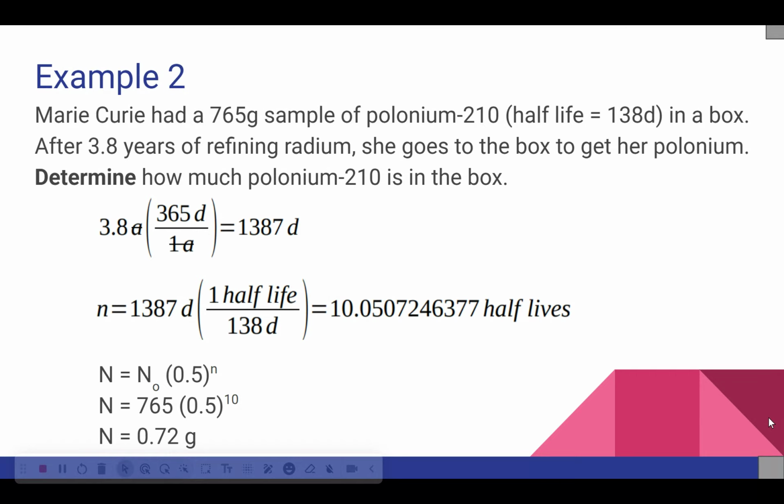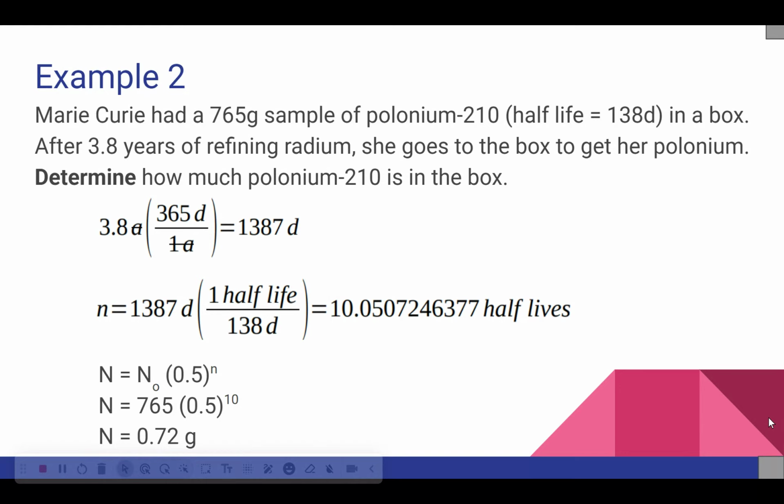So N0 is 765 grams, the original amount I started with, times 0.5 to the power of, now I would actually enter this in as 10.05072, and so on. And it's easy to do that on a modern calculator because most of them have a button that lets you do exponents really fast and easy. It might even have, like on a TI-83 or 84 or Inspire, the symbol that some people call the hat symbol or the roof symbol. But I type it in with all of those unrounded digits, 10.050 and so on, and I get an answer.